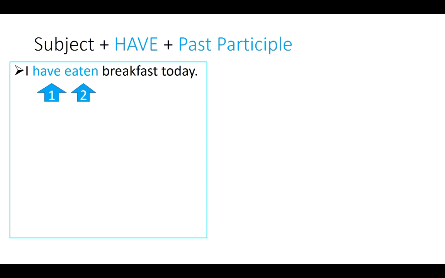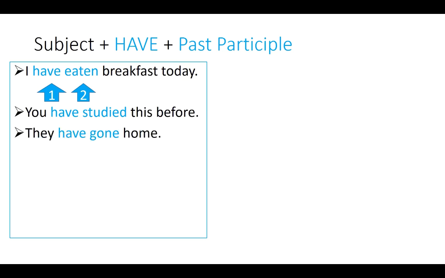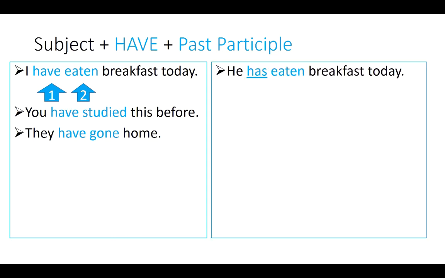Here are some examples with different subjects. You have studied this before. They have gone home. When we use the subjects I, you, and they, we use the helping verb have. Compare this to the third person singular subject he. He has eaten breakfast today. We still have the two words needed to form this tense.